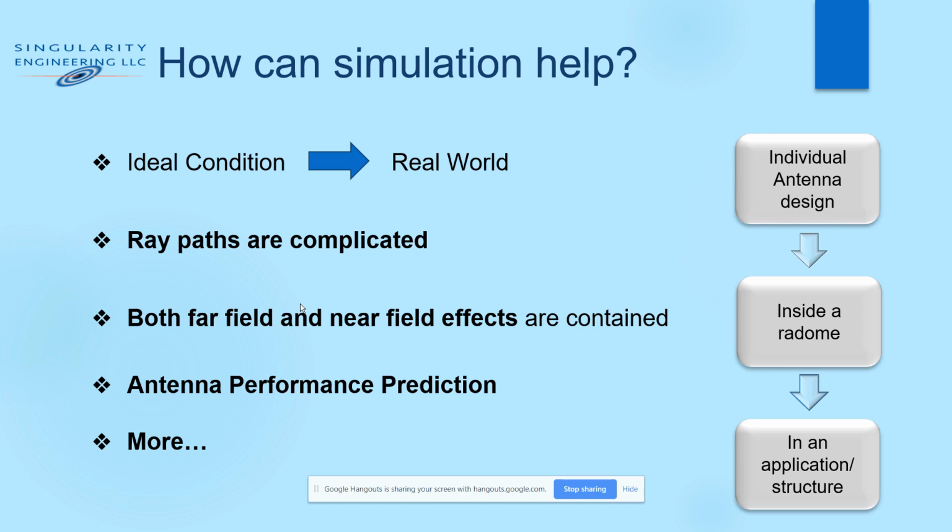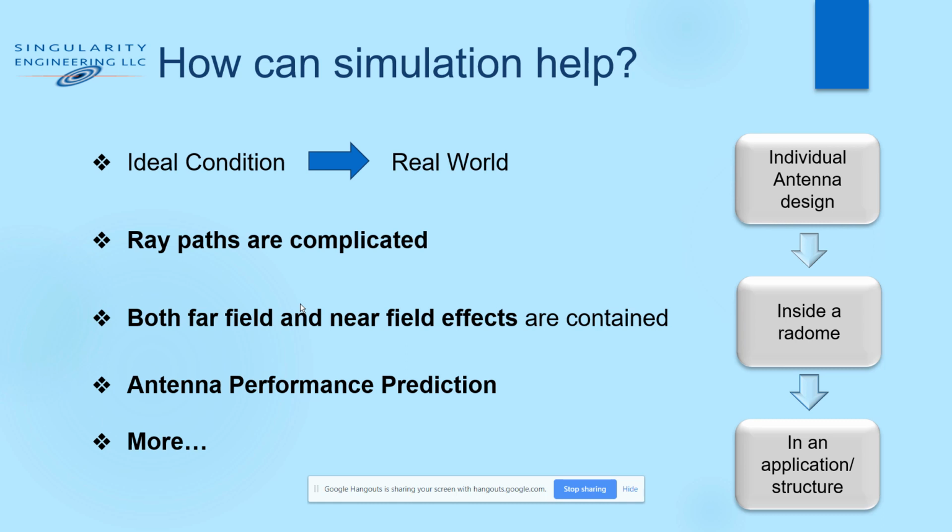And also, in antenna design, both far field and near field effects are present. That means in simulation, you can see your near field and far field effects, but in the real world, it's quite hard to identify what is the near field effect and what is the far field effect.